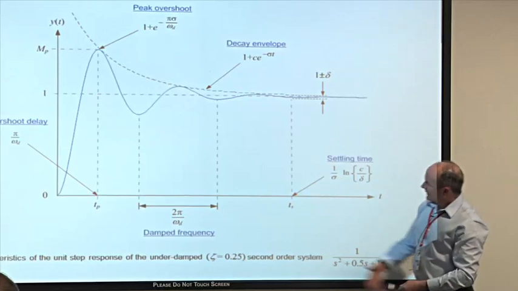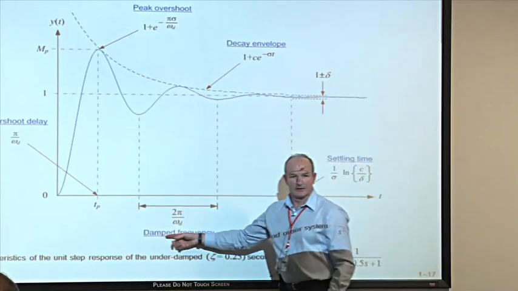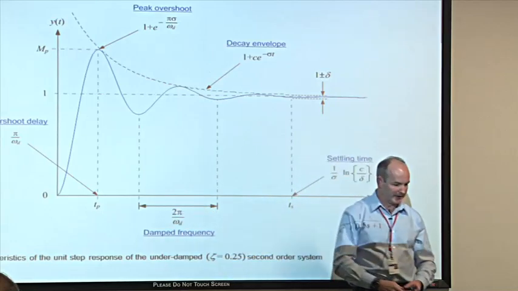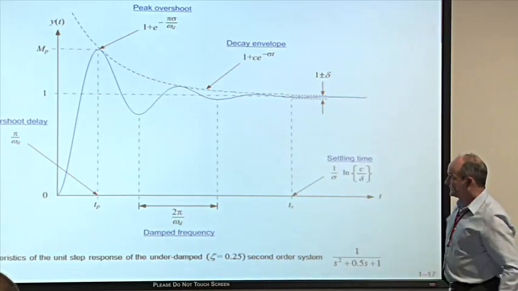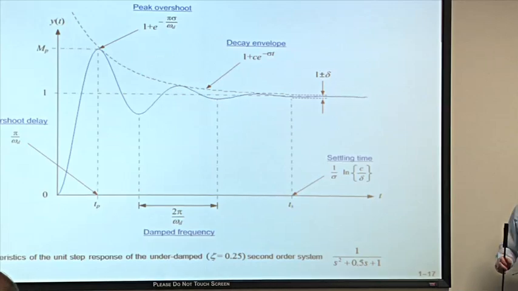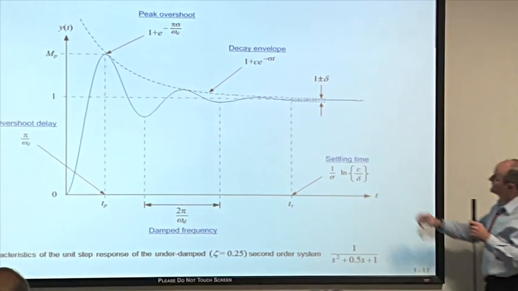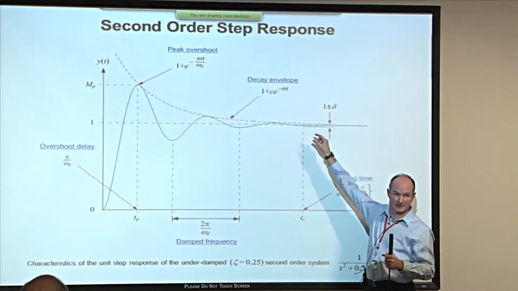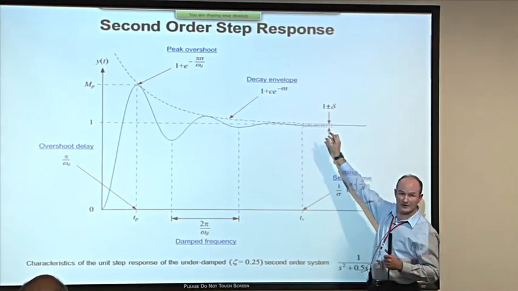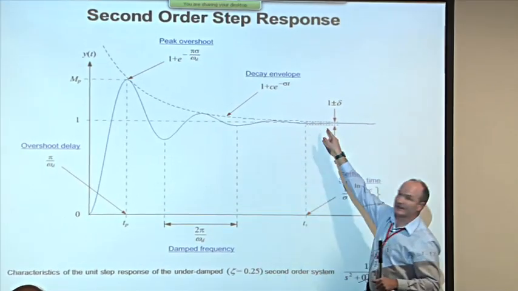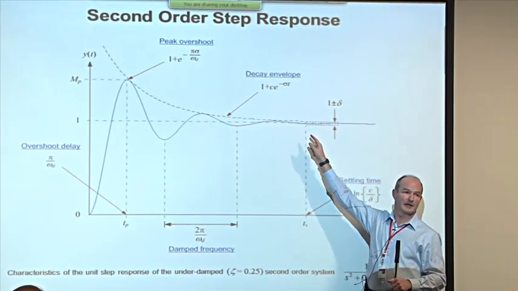What else might we want? Well, we know the damped frequency. That's the physical frequency of oscillation, so the period is going to be 2 pi over omega d. And then we might want to know the settling time. Now, settling time means nothing on its own unless you specify an error band. You can't specify settling time unless you specify an error band. It's the time taken for the transient response to settle inside that error band and never come out again.